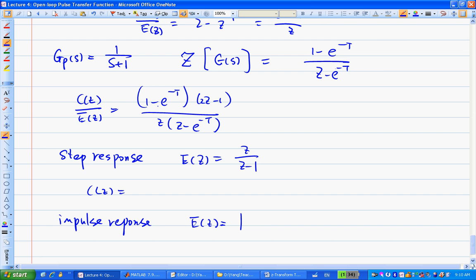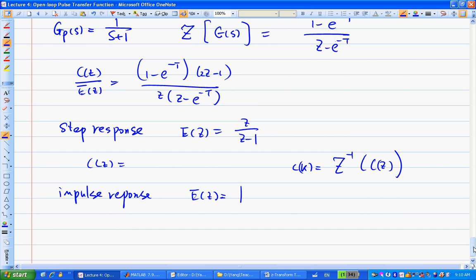Or if you do hand calculation, you basically want to know what C of k is. You want to take the inverse transform of the corresponding C of Z, and look at the response here. That's hand calculation. Was that good? Okay.